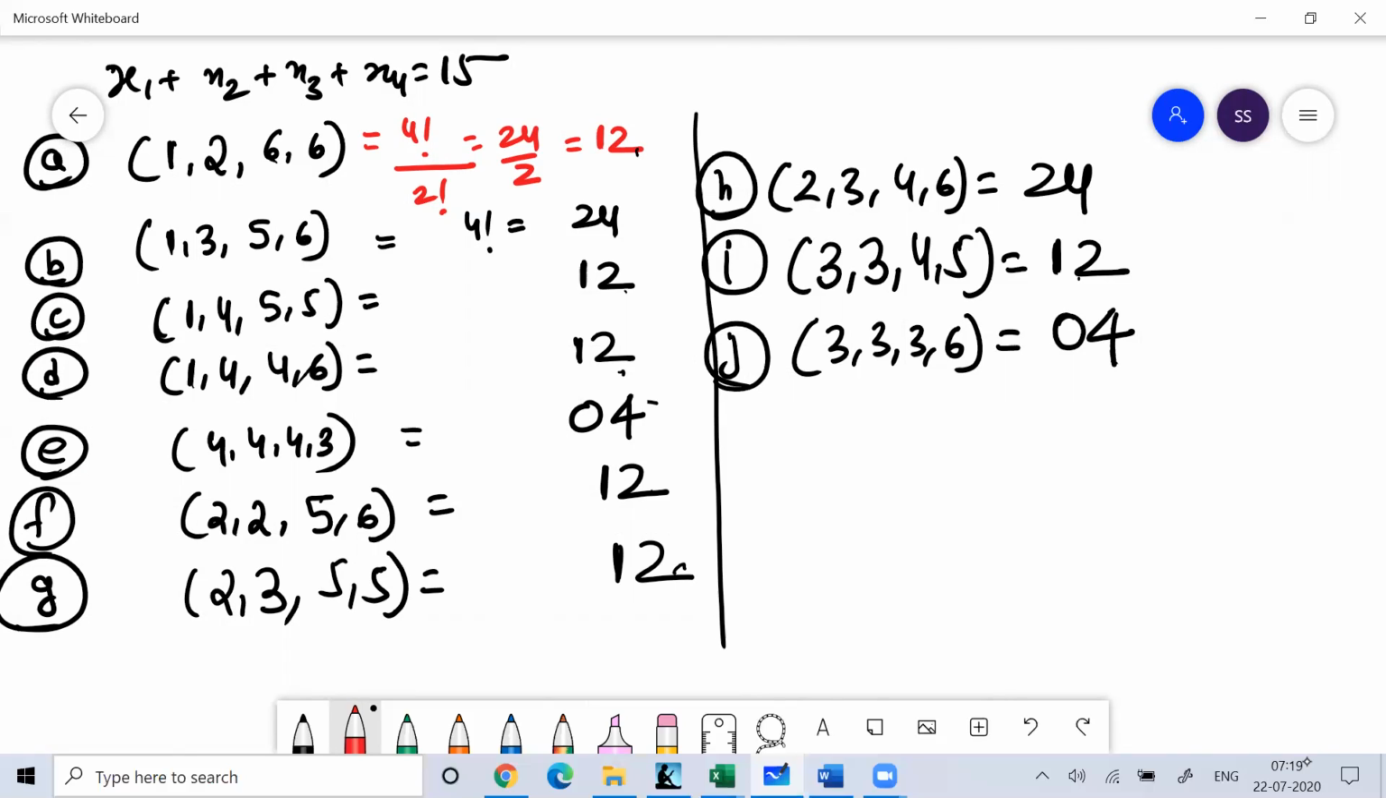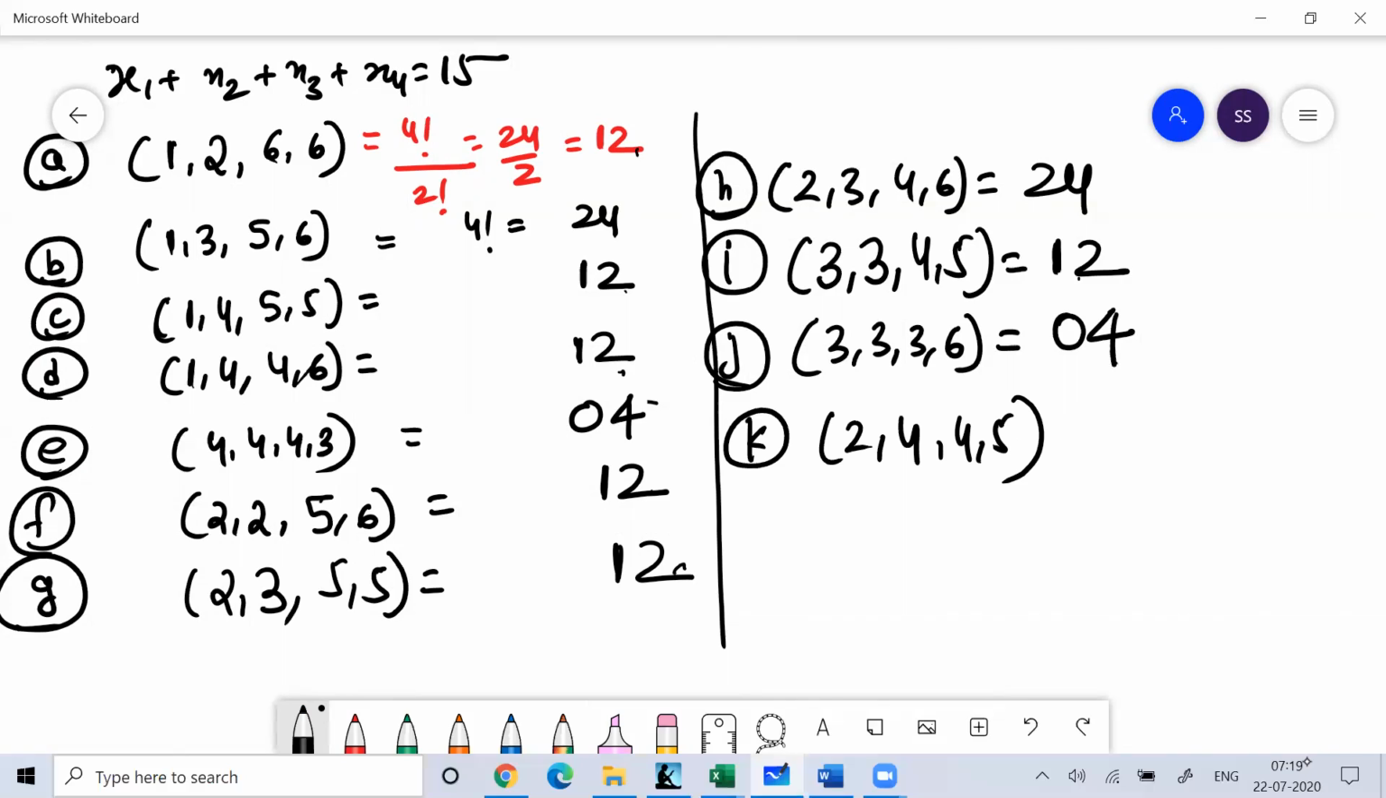Then 2, 4, so you got 9. So with 9, 4 cases are possible. So 2, 4, 9, 9 means 3, 6, and 9, and then 4, 5. Is this anywhere repeated? So 2, 4, 4, 5, this is 6, 6 plus 4, 10, 15.